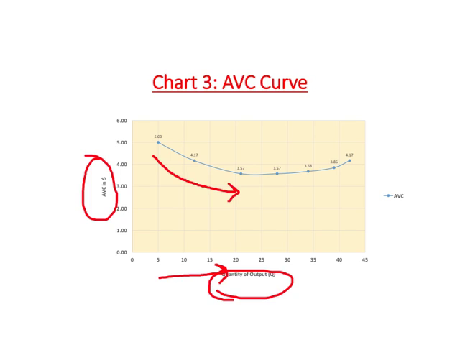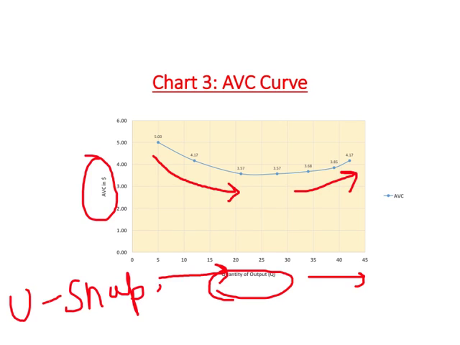It hits a minimum, and as the firm produces further, average variable cost starts to rise. Or in other words, the AVC curve is U-shaped. Initially it declines and then it starts to rise. Why does this happen? Think about it. We'll talk about this in some subsequent video. But you should try to figure out, why is AVC U-shaped?